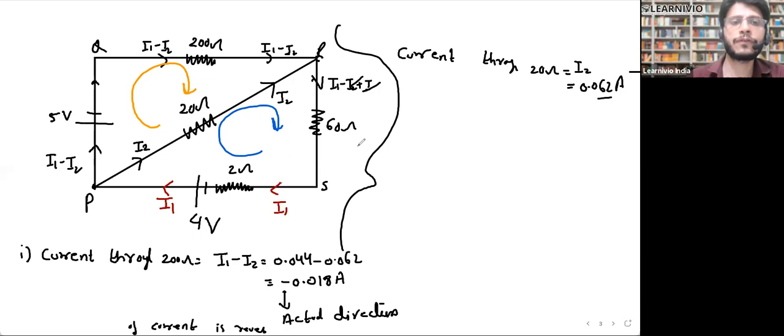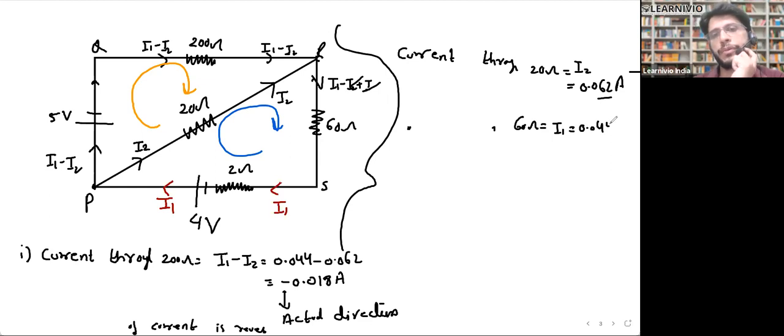Okay. Now we have current through each resistor. We know that current through the 60 ohm resistor is I1, which is 0.044 ampere. So we have current through each and every resistor. That's the first part of the question.